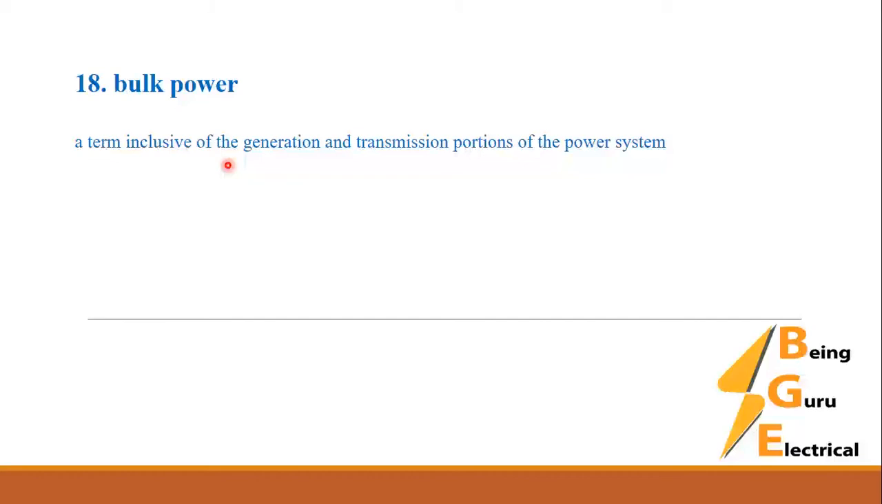Then next we have bulk power. A term inclusive of the generation and transmission portion of the system is called bulk power. Like in the power system we have generation, transmission and distribution. So generation plus transmission is called bulk power.